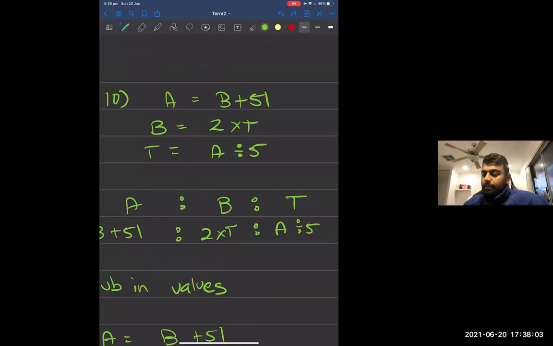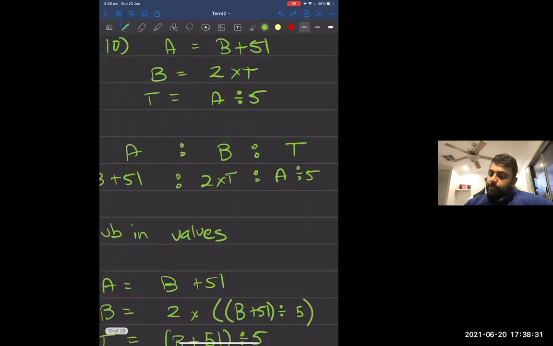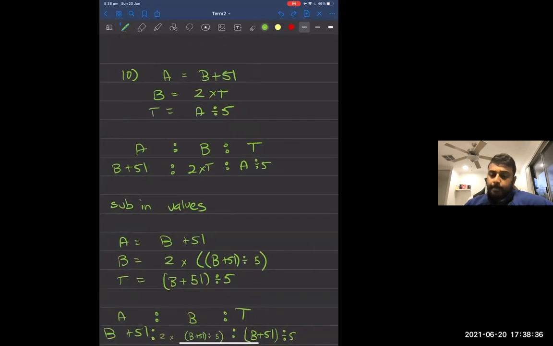Step one is you write down the relationship of each of them, right? How many cookies they get. A, what's A called again? Anushka. Anushka gets the total number that Bill gets plus 51 more, correct? So you write that A is B plus 51. Bill gets twice as much as Tim. So B is 2 times T. And Tim gets 1/5 of Anushka, so T is equal to A divided by 5. Do you guys understand that?